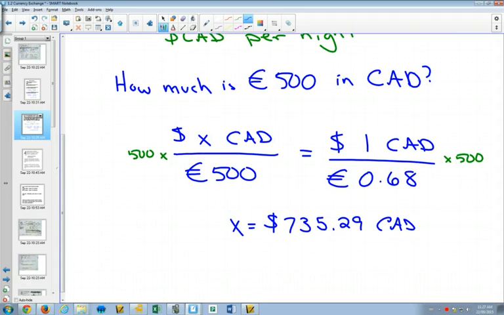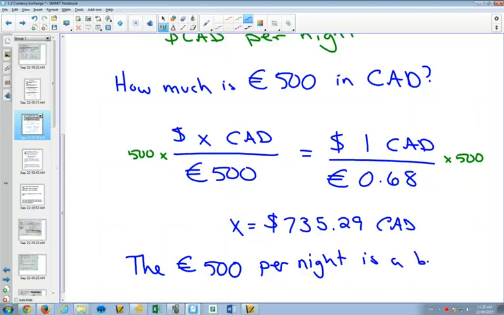So we can say that the 500 euros per night is a better deal by $4.79.